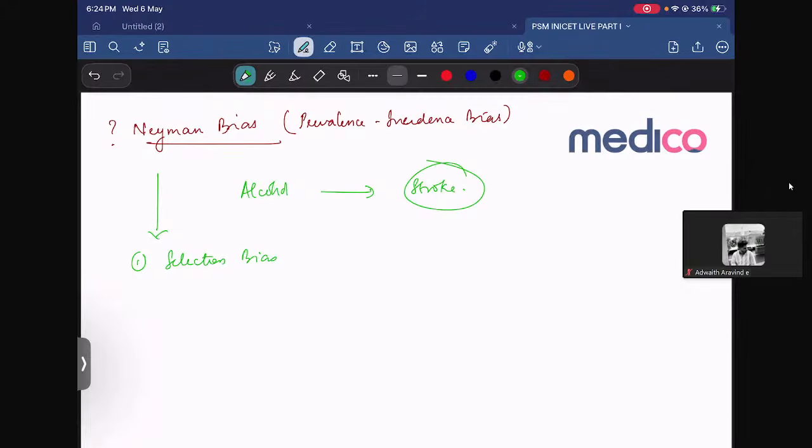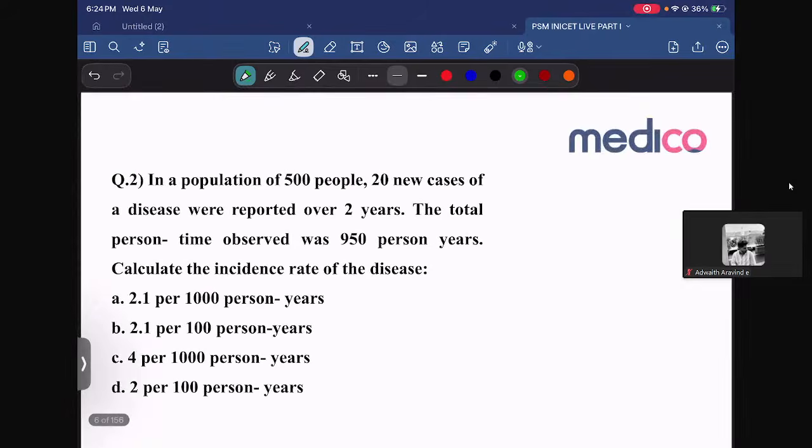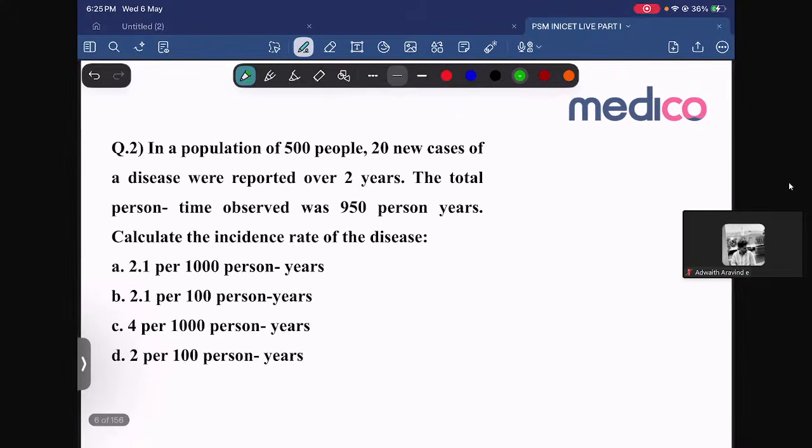Now we'll move on to the next question. So the second question is, in a population of 500 people, 20 new cases of a disease were reported over 2 years. Okay. And the total person time observed was 950 person years. Calculate the incidence rate of the disease. This is actually a very simple, direct question. But you need to know what is incidence and what is incidence rate.